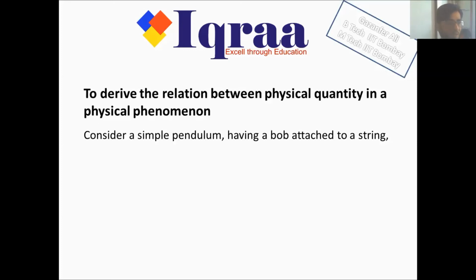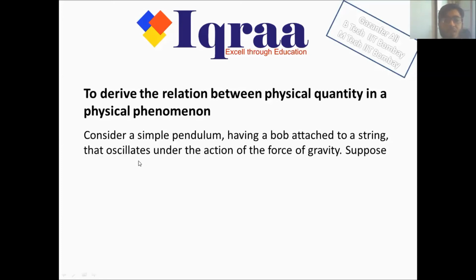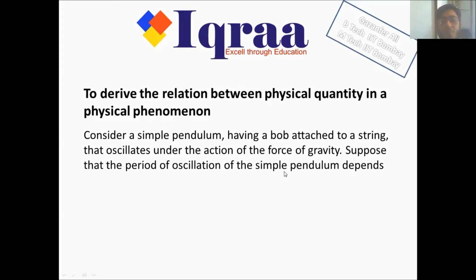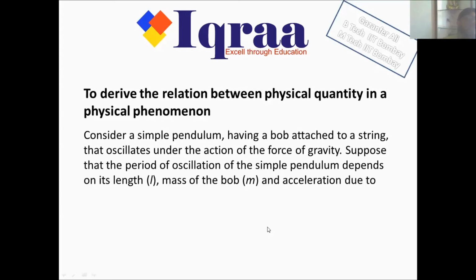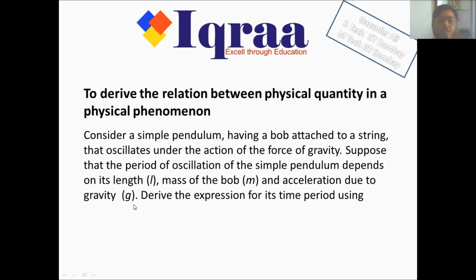physical phenomenon. For example, when we take a simple pendulum, which is basically a simple bob attached to a string, and it oscillates under the action of gravity, and we want to find out the time period of the oscillation of the simple pendulum, we can assume that this time period depends upon the length L, mass of the bob m, and the acceleration due to gravity g.